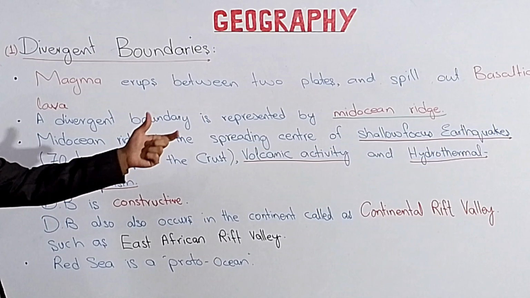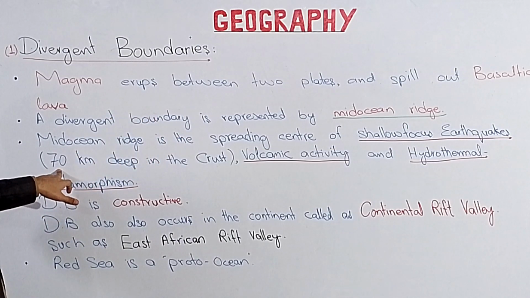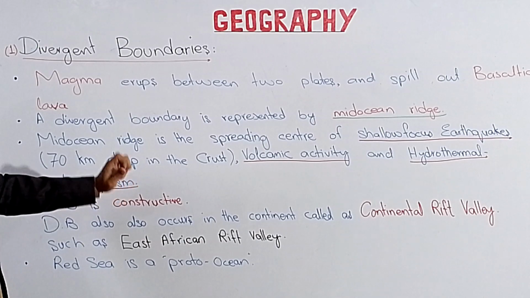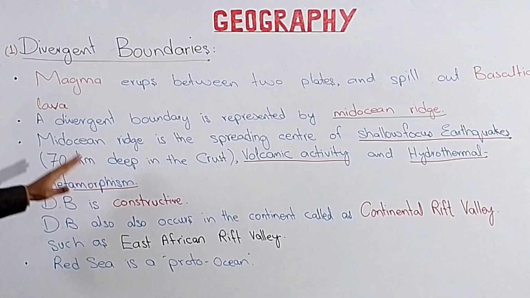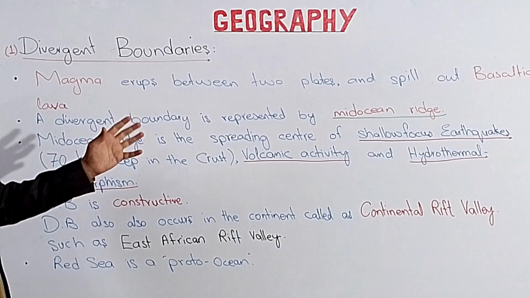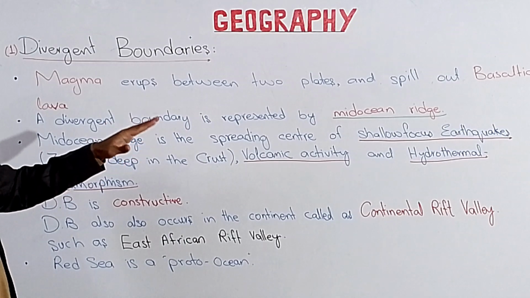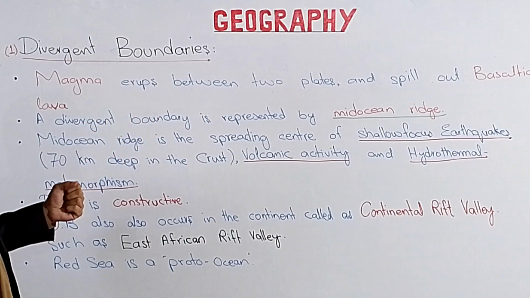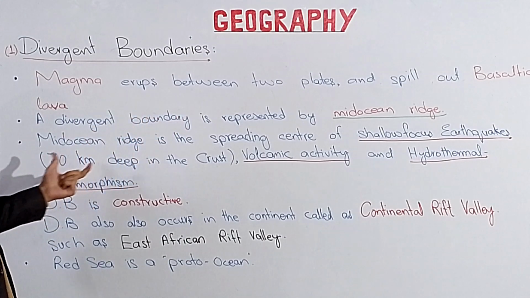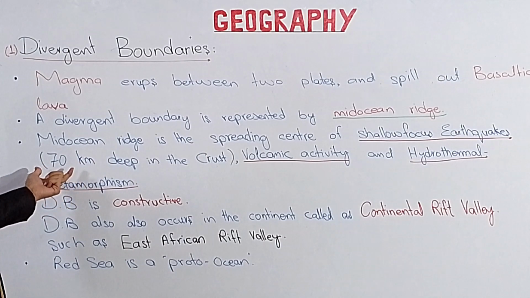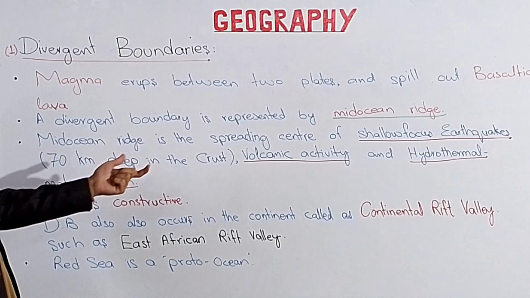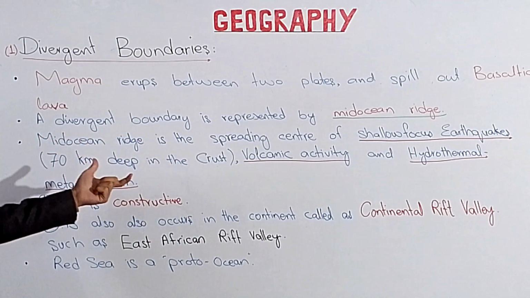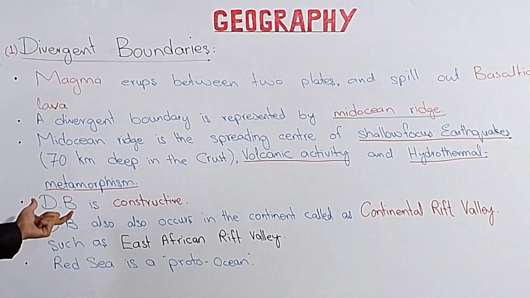These shallow focus earthquakes are only up to 70 kilometers deep in the Earth's crust, while deep focus earthquakes are deeper than 70 kilometers. They can go into the second part of the Earth, the mantle, but shallow focus earthquakes only go down to 70 kilometers. Then volcanic activities occur in the mid-ocean ridge, and also hydrothermal metamorphism.